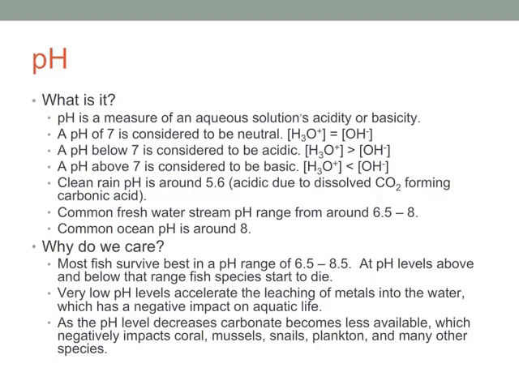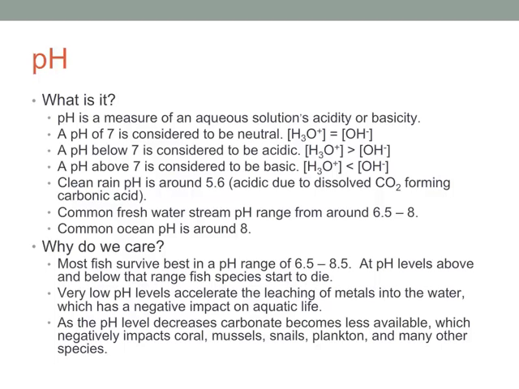If we have a pH value below 7, we call that an acidic solution. In an acidic solution, we have more hydronium than hydroxide. If the pH is above 7, we have what's called a basic solution, and here we have more hydroxide than hydronium. Clean rain pH is around 5.6.